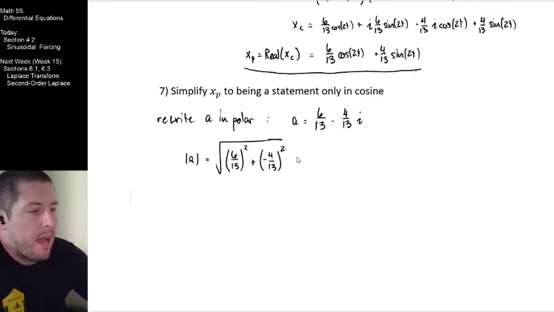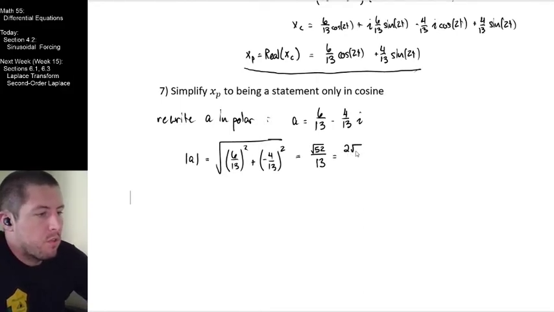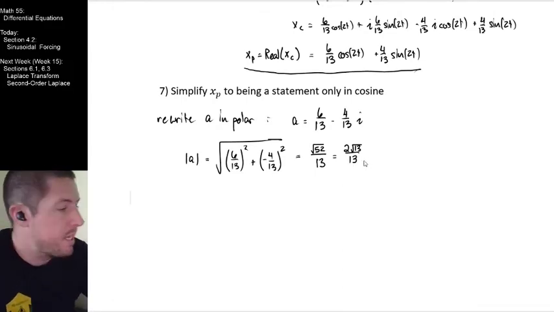I can see that I'm going to get in the numerator up here 36 plus 16, which is 52. In the denominator down here, I'm getting 13 squared, and we're taking the square root of 13 squared, so I'm just going to get 13. And it turns out that 52 is actually 4 times 13, so I'm going to be able to write this as 2 root 13 over 13, or just 2 over root 13 if you want right there.